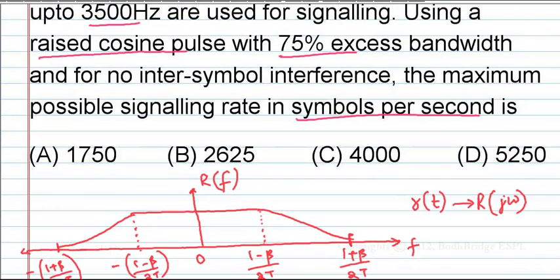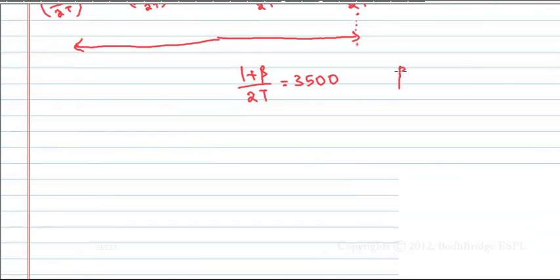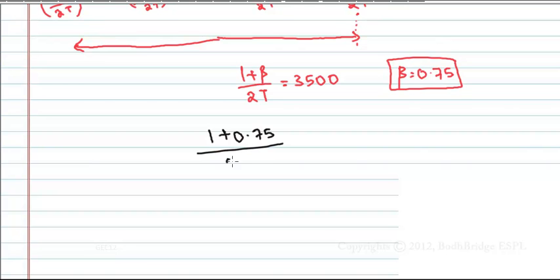And what is beta given? Excess bandwidth of 75%, which means beta equal to 0.75. Beta is equal to 0.75 is to be used. Simplifying this, what do we have? (1 plus 0.75) by 2 capital T is equal to 3500. 1.75 by 2 capital T is equal to 3500.